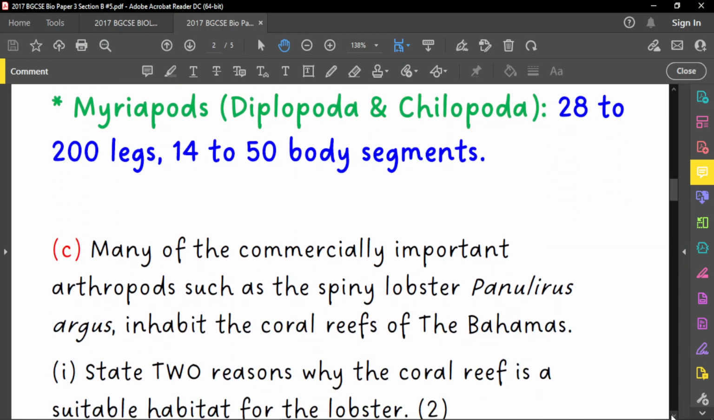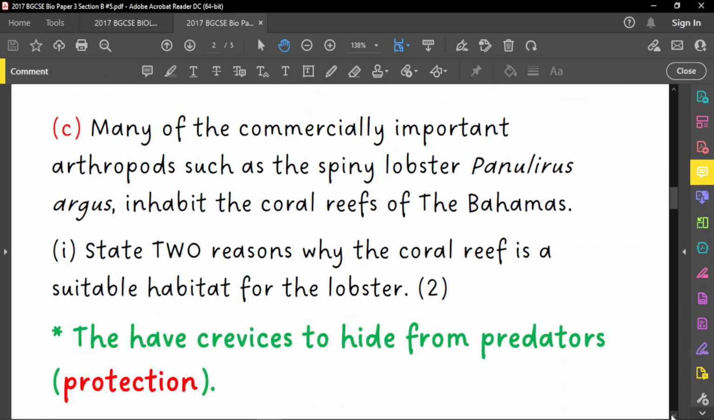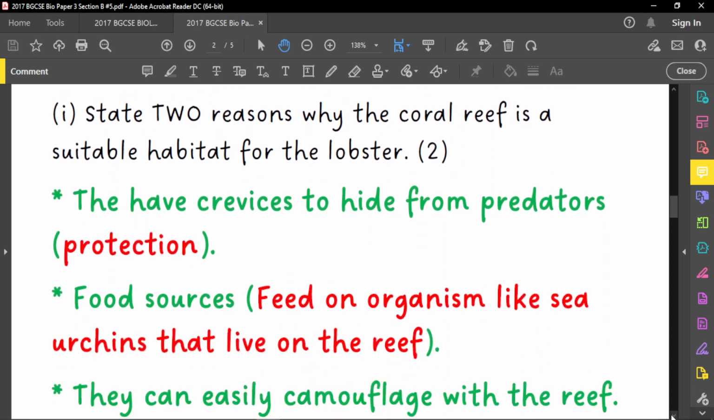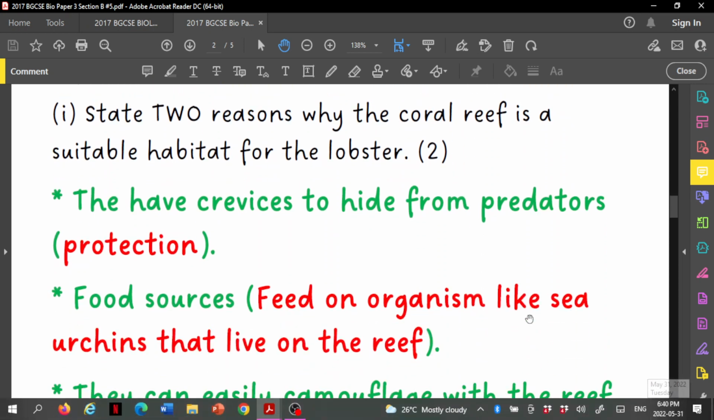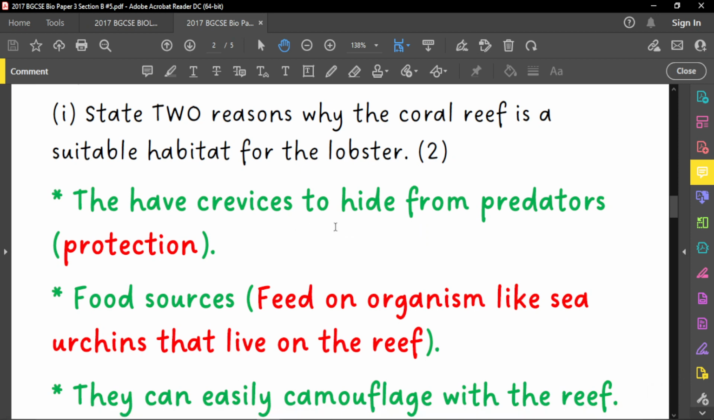Part C now is about commercially important arthropods, such as the spiny lobster, Panulirus argus. It is said to inhabit the coral reef of the Bahamas. State two reasons why the coral reef is a suitable habitat for the lobster. One of them is the crevices, where they could hide. They have crevices to hide from predators.